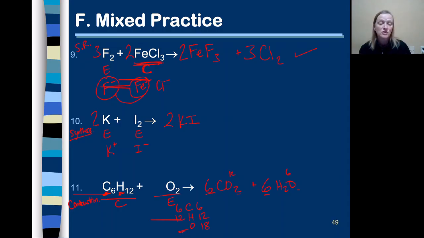The way to get 18 oxygens on the left-hand side is to write a 9 in front of the oxygen molecule. So 9 times 2 is 18, and this is now a balanced chemical equation. I hope this helps.